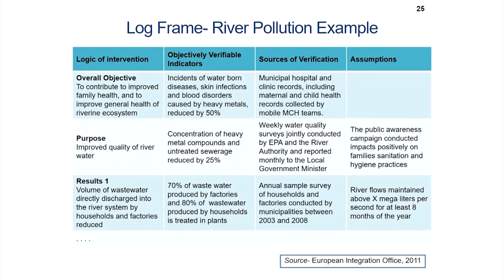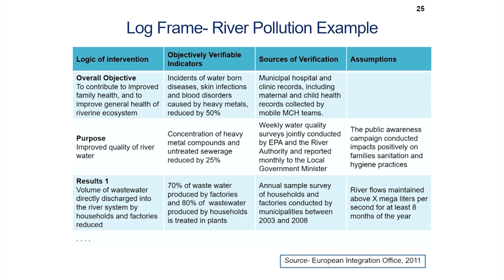So, we will end the logical framework discussion with this final log frame matrix of the river pollution example. The logic of intervention column looks at overall objective, purpose, results. The overall objective is to contribute to improved family health and to improve general health of riverine ecosystems. The objectively verifiable indicator: incidence of waterborne diseases, skin infections and blood disorders caused by heavy metals reduced by 50%. Sources of verification: municipal hospital and clinic records, including maternal and child health records collected by mobile MCH teams. Purpose: improved quality of water.